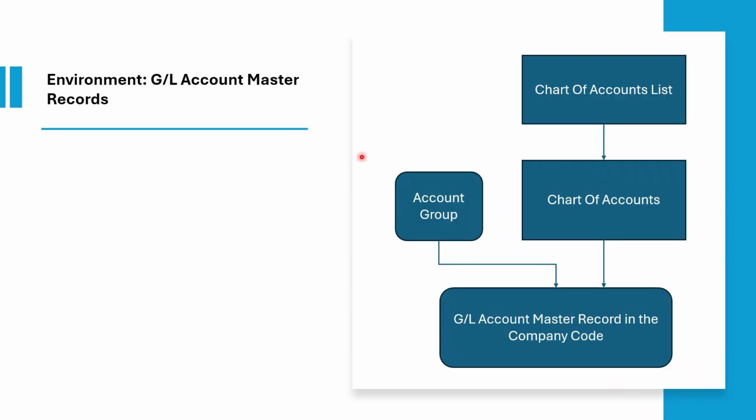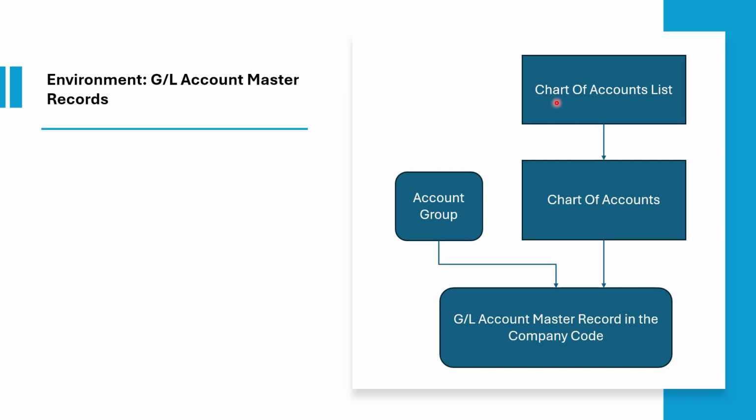Here you see that when we create GL account master records, there are several objects which play a central role in the creation of master records. First is the chart of accounts list. The chart of accounts list, as the name suggests, contains all the charts of accounts that you want and that can be supported within an SAP system.